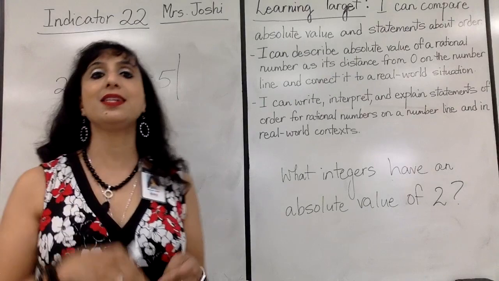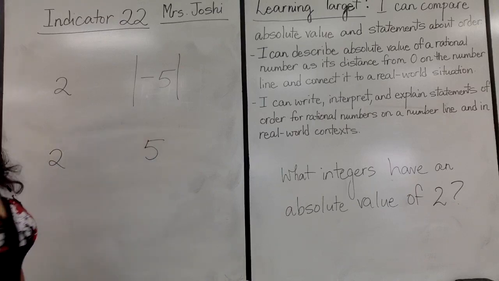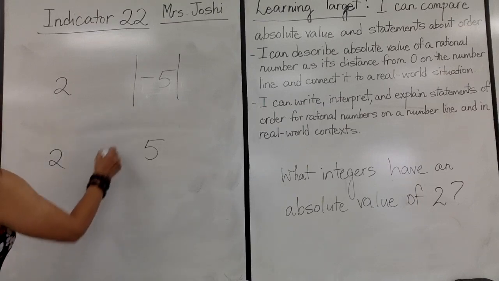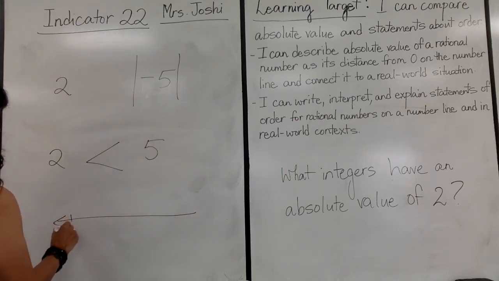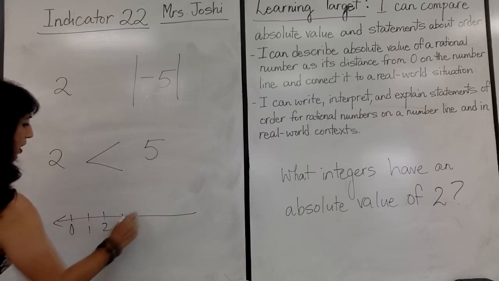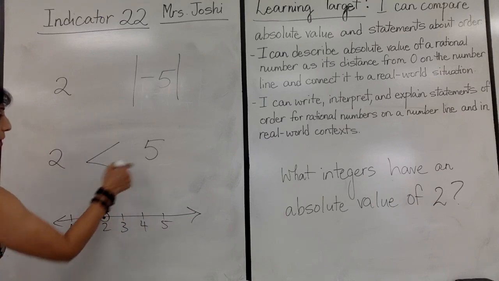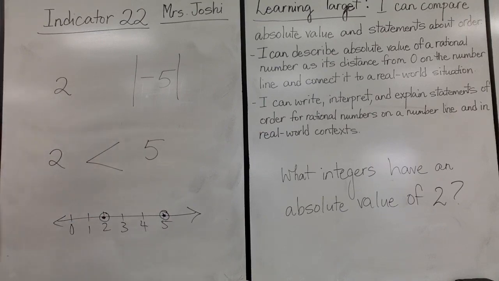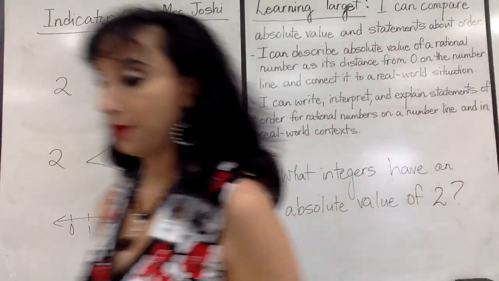Absolute value of negative 5 means the distance of negative 5 from 0 is 5 units. So this is 5. Now I have 2 positive numbers, and think about it: 1, 2, 3, 4, 5. 5 is definitely the greater number here. If I was plotting this on the graph, I have 0, 1, 2, 3, 4, 5. I would be plotting this here, and I would be plotting this over here. So 5 is definitely to the right of 2 on the number line, and therefore the absolute value of negative 5 is the greater number.